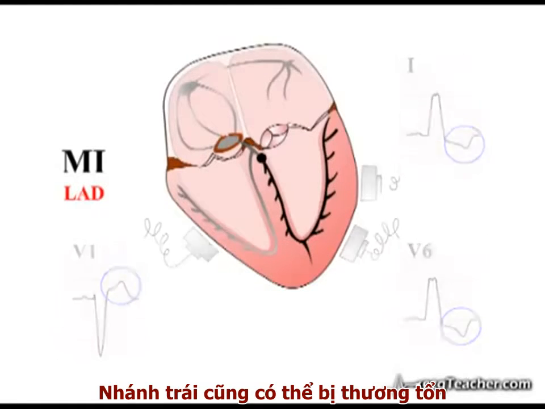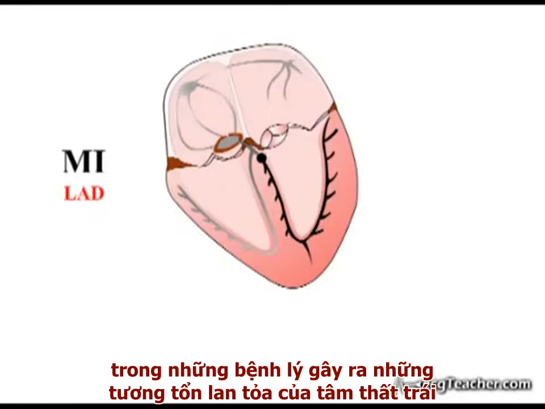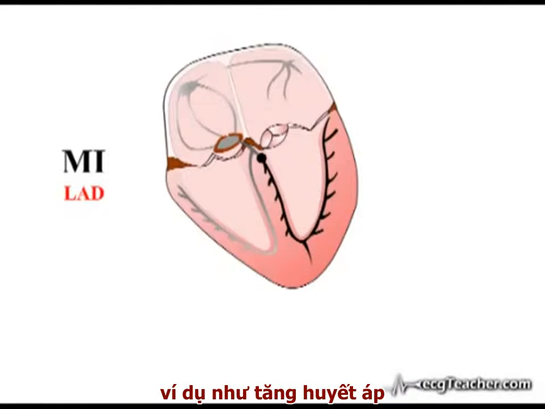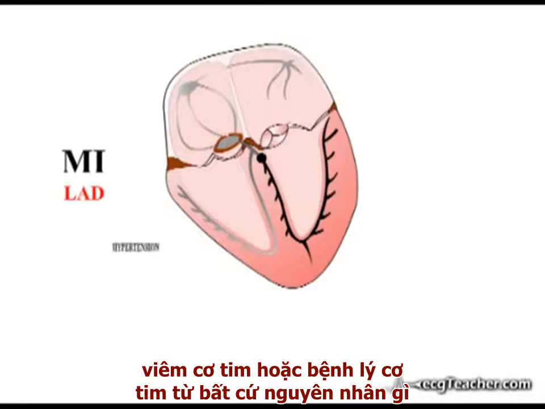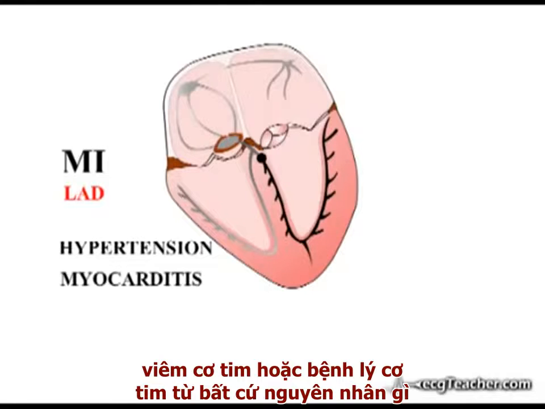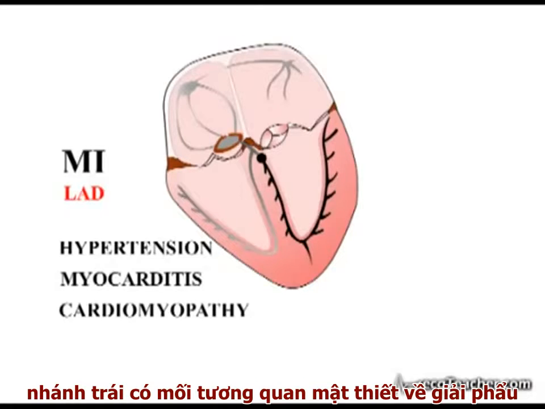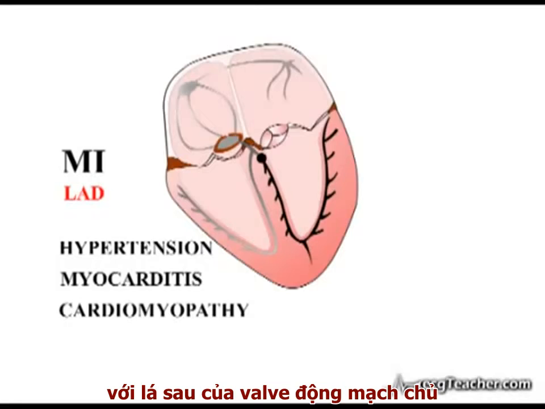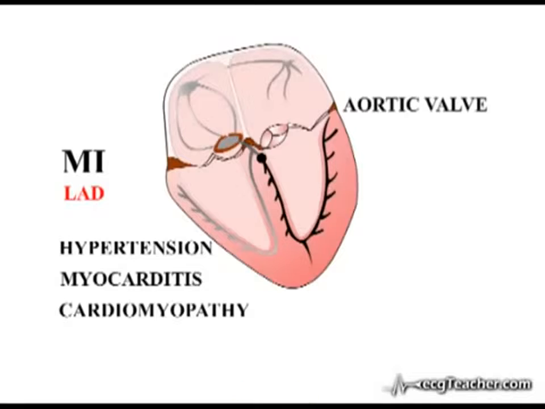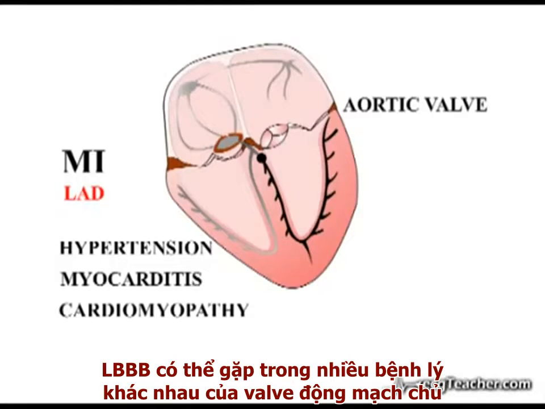The left bundle branch may also be damaged in diseases causing diffuse damage to the left ventricle, for example hypertension, myocarditis, or cardiomyopathy from whatever cause. In addition, during part of its course, the left bundle branch has a close anatomical relationship with the non-coronary cusp of the aortic valve, and consequently, left bundle branch block is seen in diverse diseases of the aortic valve.